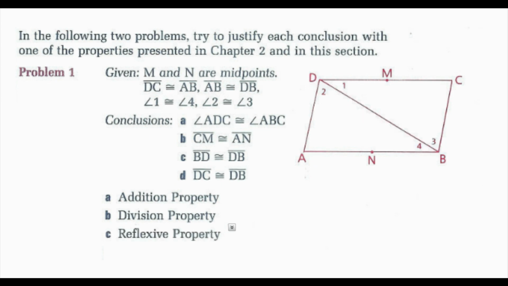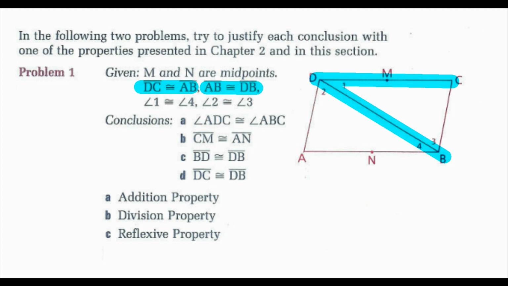And looking at part D, I have line segment DC is congruent to line segment DB. Now notice I have line segment DC congruent to line segment AB and line segment AB congruent to line segment DB. So since this is a flow of congruences, I would use the transitive property because I will take line segment AB and replace it with line segment DB to give me line segment DC is congruent to line segment DB.